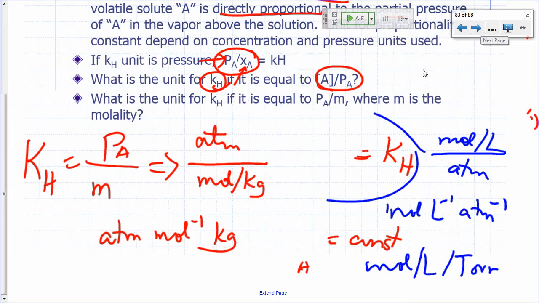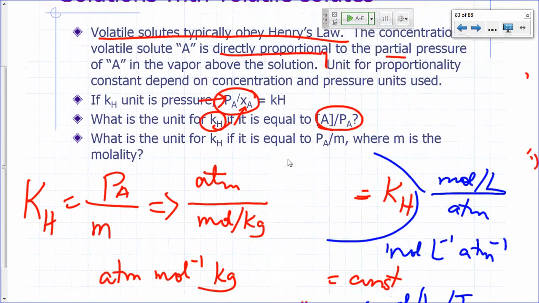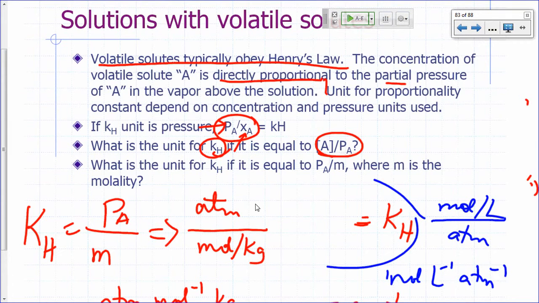Anyway, what this is saying is the higher the partial pressure, so the more concentrated the solute is in the gas phase, the higher its concentration in the solution. That means the more soluble it is in your solution.